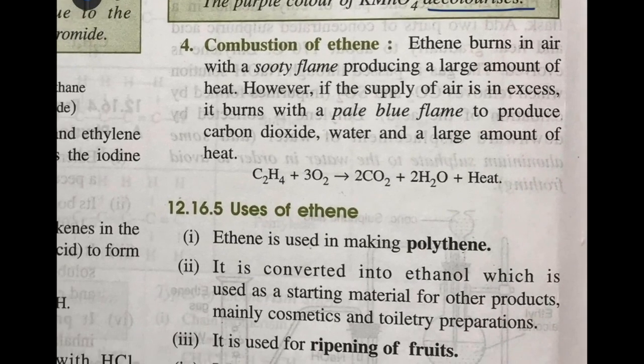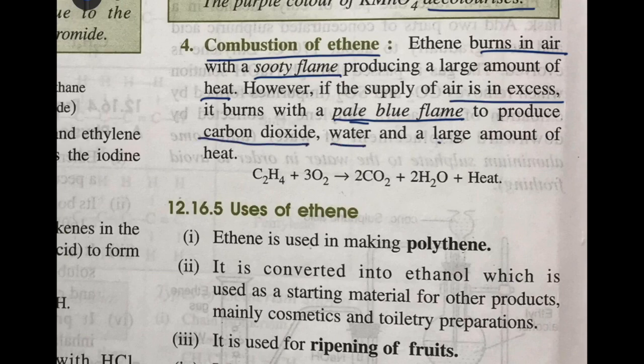Now next we come to combustion of ethene. Combustion means burning. So ethene burns in air with a sooty flame. Sooty means lots of carbon is produced, producing a large amount of heat. But if the supply of air is in excess, if lots of air is given, it burns with a pale blue flame. Remember the color, children. What is the color of the flame of ethene? Pale blue if there is lots of air. Okay, and it produces, as usual, the products of combustion, carbon dioxide and water, and lots of heat. So this is your equation here.